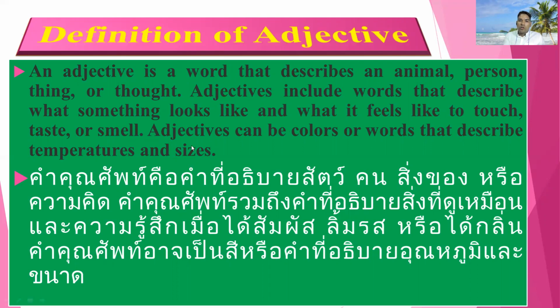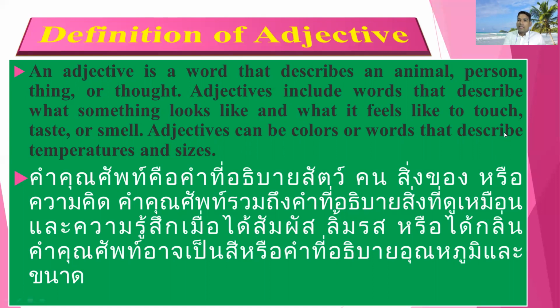Next, adjectives can also be colors. Colors means showing colors. This is black, white. This animal is black, white. This person is black, white, like that. Anything, also a thing, can show those colors.